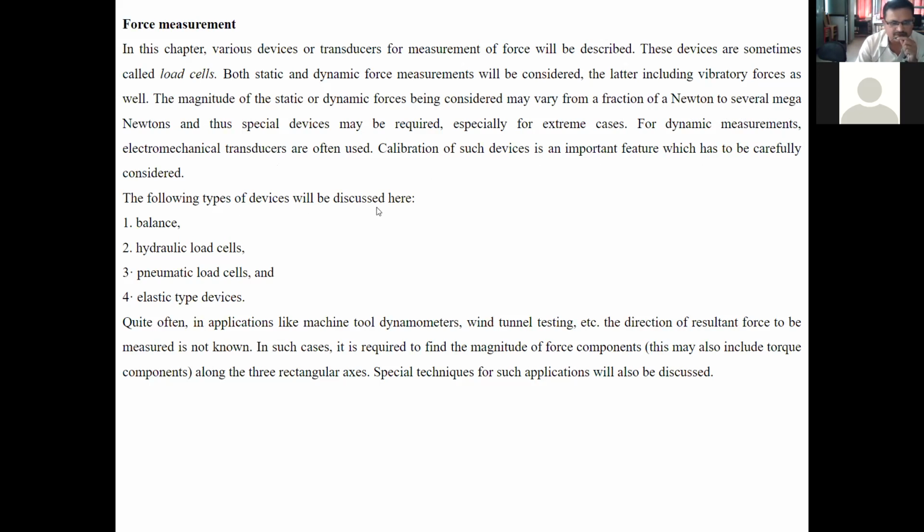The following types of devices will be discussed here. First, balance. Second, hydraulic load cells. Third, pneumatic load cells. And fourth, elastic type devices. Quite often in applications like machine tool dynamometers, wind tunnel testing, etc., the direction of the resultant force to be measured is not known. In such cases, it is required to find the magnitude of force components. This may also include torque components along the three rectangular axes. Special techniques for such applications will also be discussed.